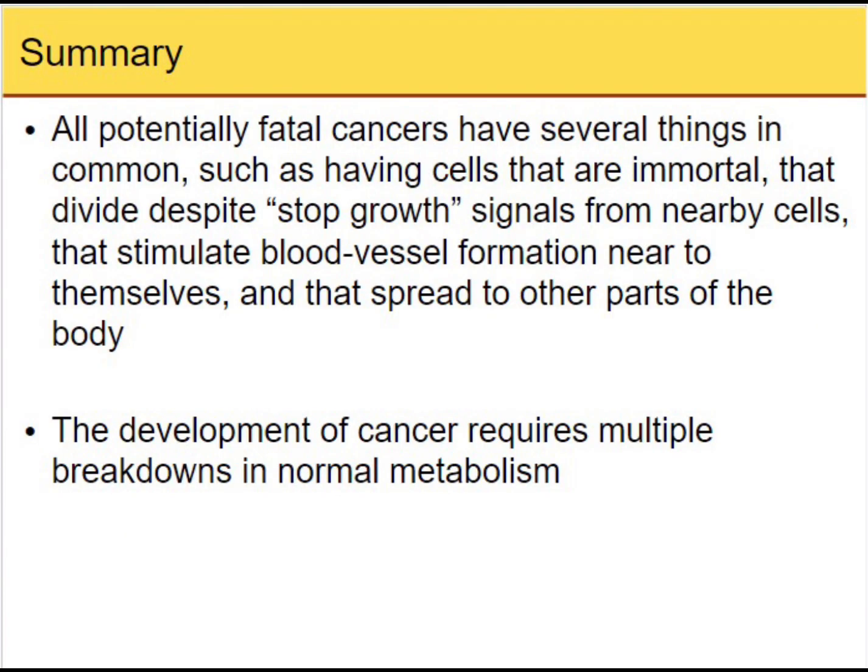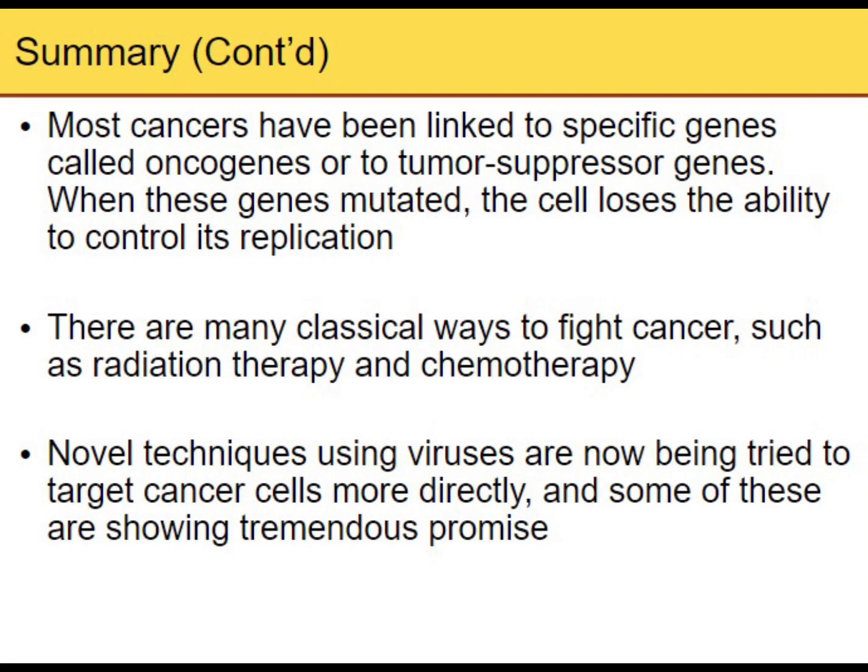To summarize everything, all potentially fatal cancers have several things in common, such as having cells that are immortal, that divide despite stop growth signals, that stimulate blood vessel formation near themselves, and that spread to other parts of the body. The development of cancer requires multiple breakdowns in normal metabolism. Most cancers have been linked to specific genes called oncogenes or tumor suppressor genes. When these genes are mutated, the cell loses the ability to control its replication.